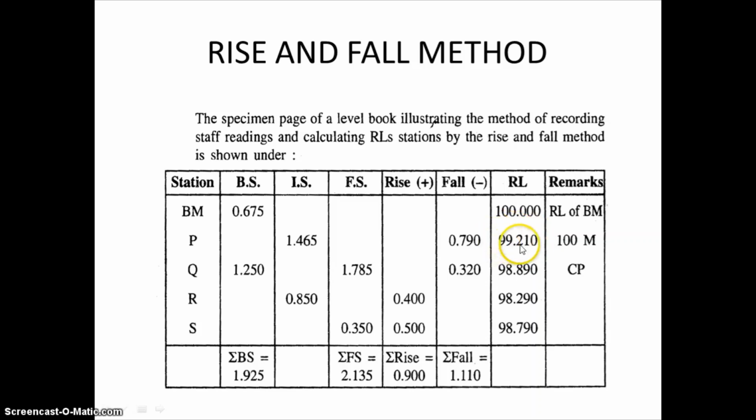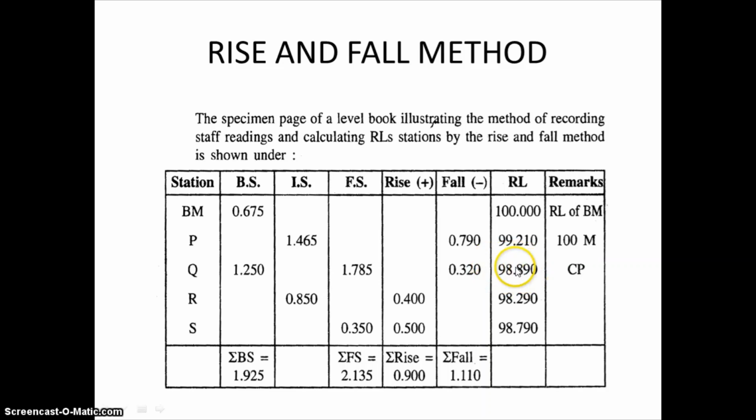Okay, once you get 99.210, to get the RL of station Q, what you have to do? You have to again deduct the 0.320. Why are we deducting? Because these are fall values. Suppose a rise value is there, then you have to add. So here 0.320 we have to deduct from the current RL value. So 99.210 minus 0.320, you will get a new RL, 98.890.